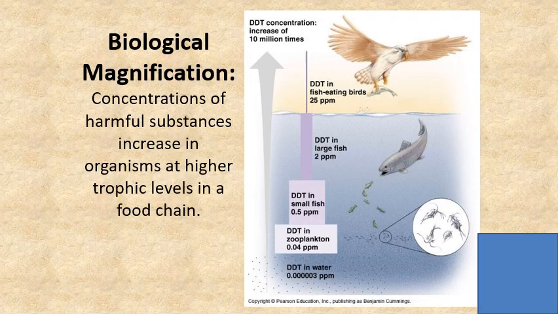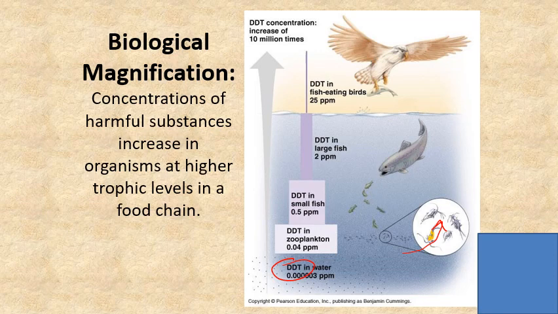Now here's biological magnification. We discussed this briefly when you guys did the active read the other day. So as we see, this chemical DDT in water is at a very, very low percentage, 0.000003 parts per million. Now what happens is as these zooplankton are filter feeding water, some of these chemicals get stuck in their body tissues.